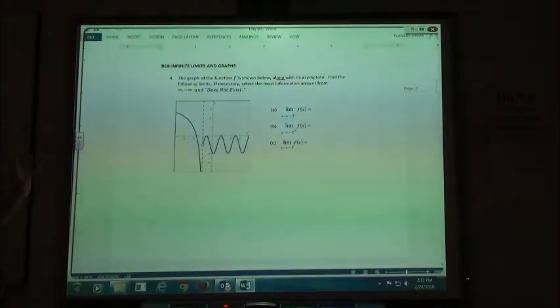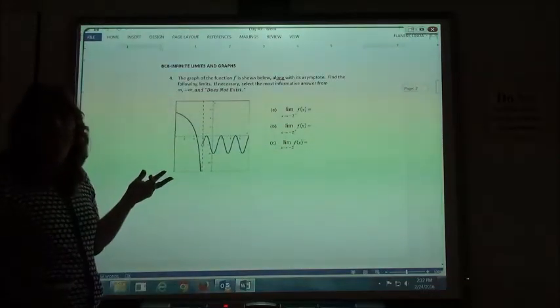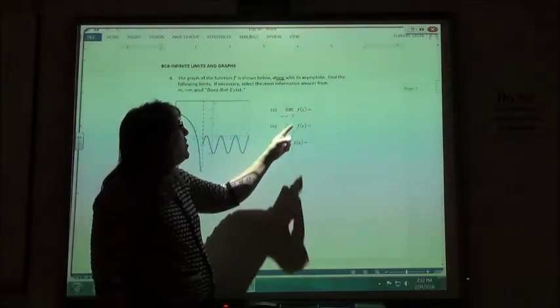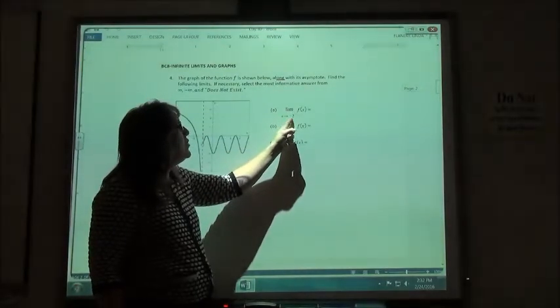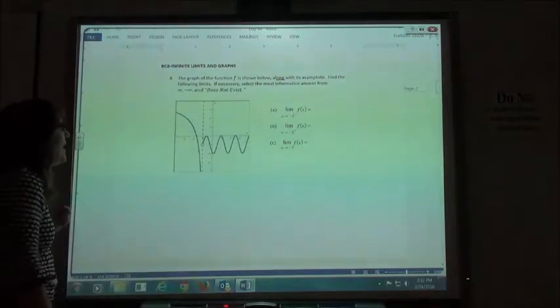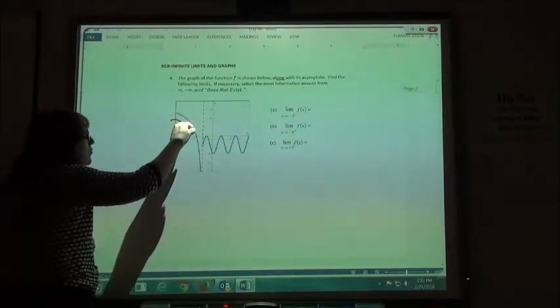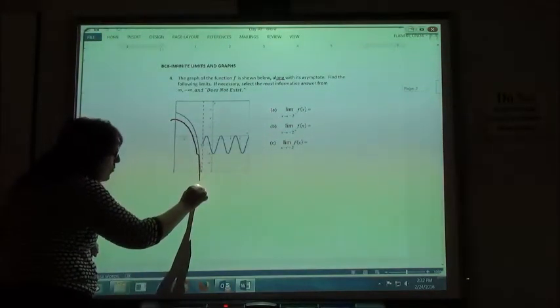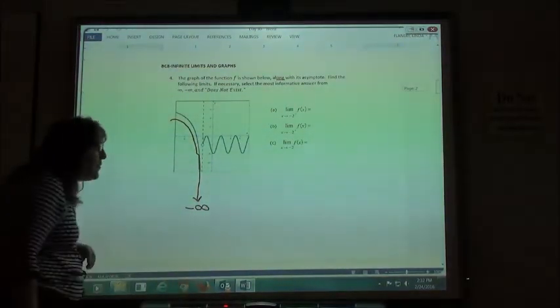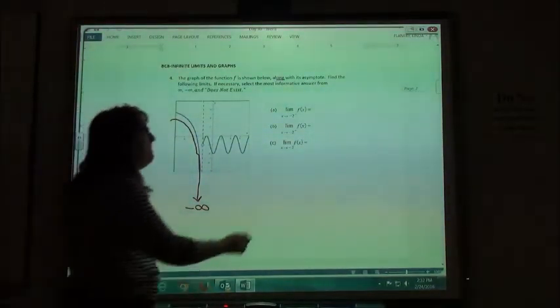And it only has a limit if both of those values come up to be the same thing. So I'm going to find the limit of my function as x approaches -2 from the negative direction, in other words, from the left-hand side. So as I approach -2 from the left-hand side, my graph just keeps going down and down and down. That means it's approaching negative infinity.